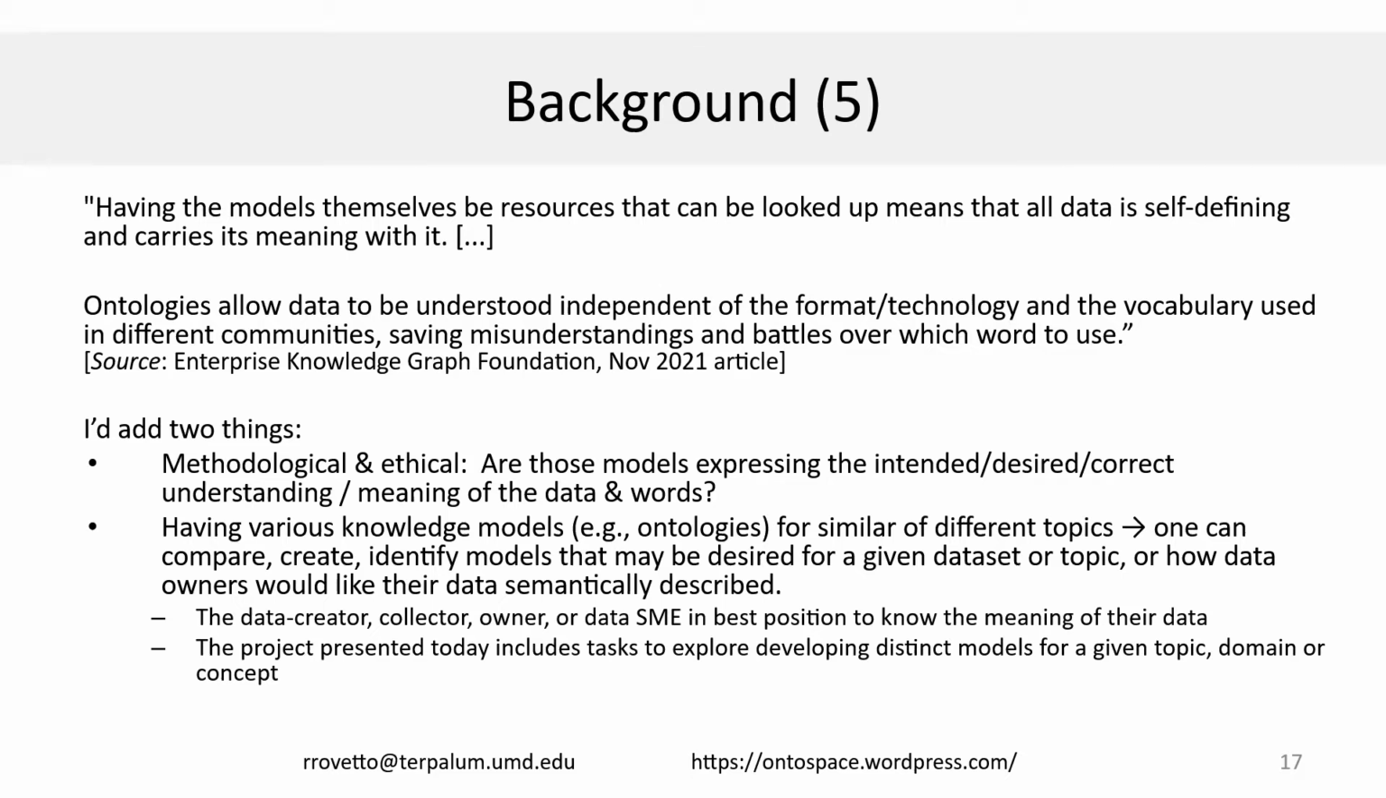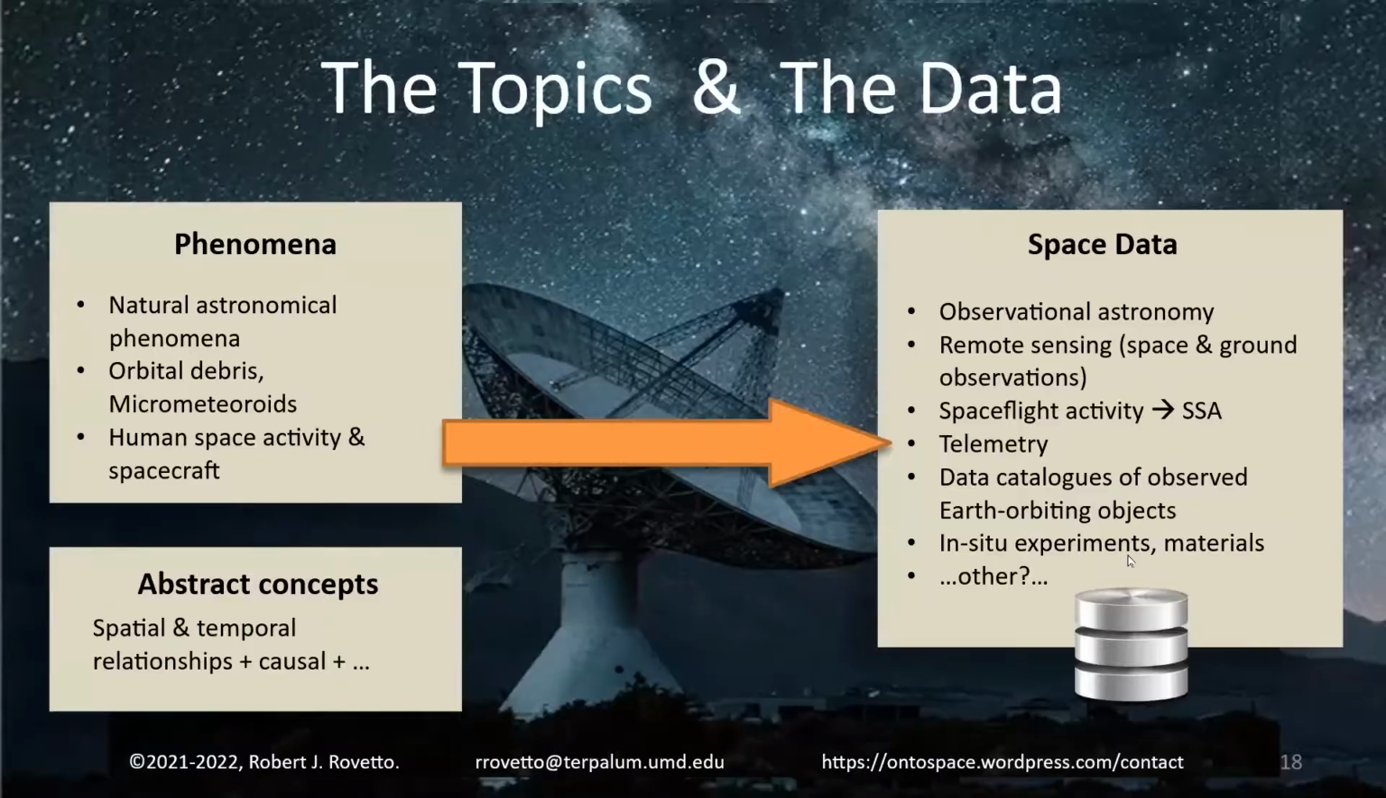So the project today includes tasks to explore various distinct models for the given topic, domain, or concept. So what is the topic? The scope is effectively natural astronomical phenomena on the left here, orbital debris, micrometeoroids, human space activity, and spacecraft, as well as abstract concepts related to space. So basically spatiotemporal relationships, and how do we include causal relationships as well in that?